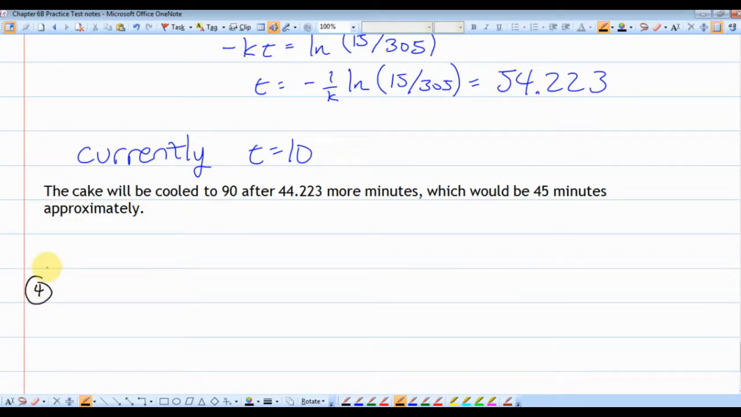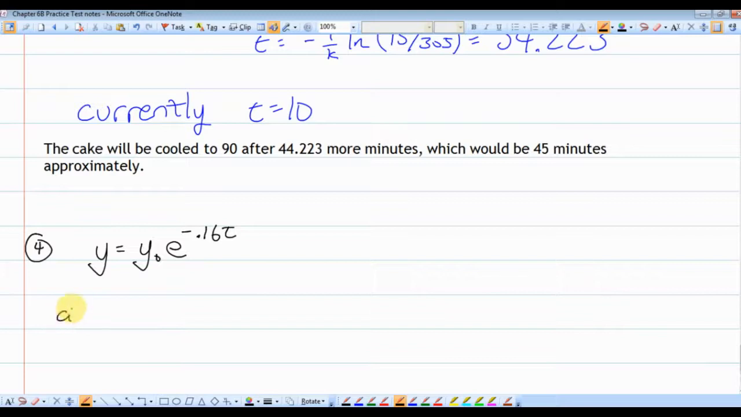Question 4. The decay equation for a radioactive element is y equals y naught e to the negative 0.16 t, where t represents years. Okay, so you have to get used to this. They're using different variables for their constants. Question A: what is the half-life of the element?